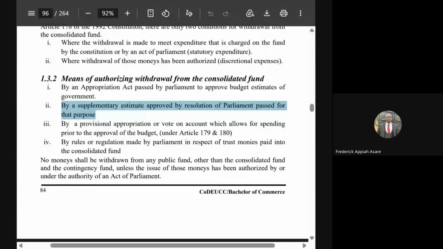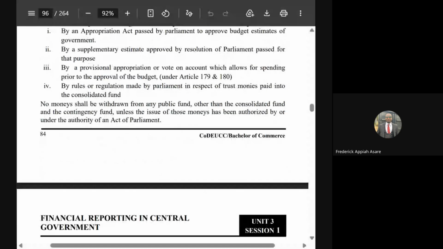As I told you the last time, when they prepare budgets, there is a possibility that they will not be able to meet all the expenses. They realize that the amount they ascribed to the various items, when the actual spending started happening, they underestimated the expenses. So what they do is send supplementary estimates to the parliament for them to approve. When it is approved, then they can withdraw the money from the consolidated fund. Another means is by a provisional appropriation or vote on account, which allows for spending prior to approval of budgets.